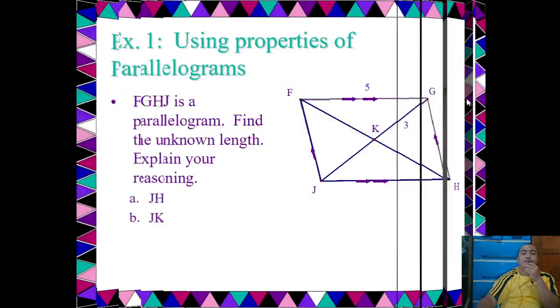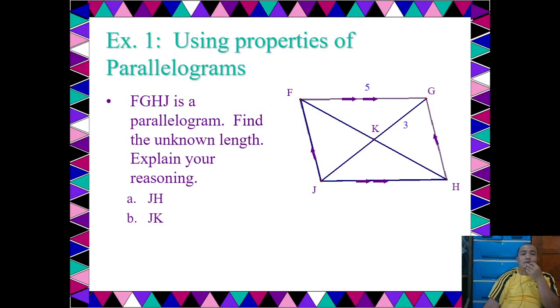So example 1, using properties of parallelograms. We have here FGHJ is a parallelogram. Find the unknown length. Explain your reasoning. A, what's the length of JH? And B, what's the length of JK?